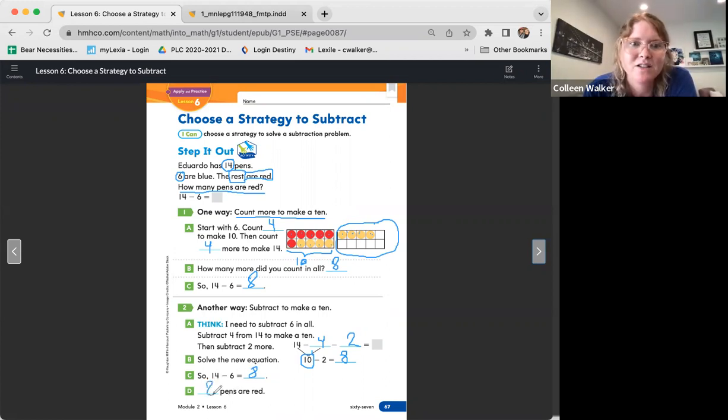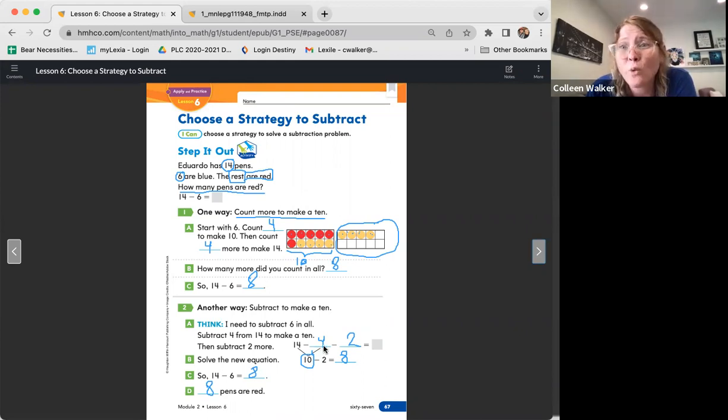8 pens are red. Good job, friends. And that was a little tricky, so let me explain it again. When we're trying to make a 10 to subtract, let's focus right now. I'm going to change the color of my marker to a bright pink to draw your attention to what I'm doing. We know that we had 14 pens total, and what we're trying to do is subtract 6.